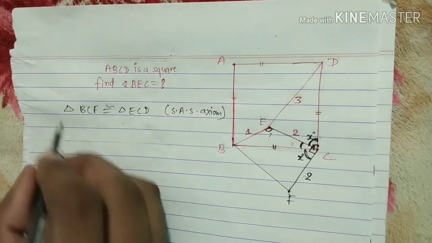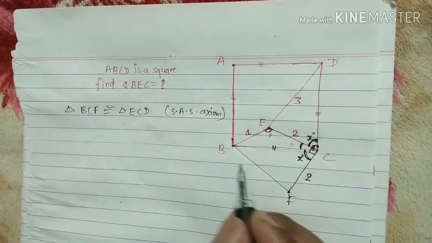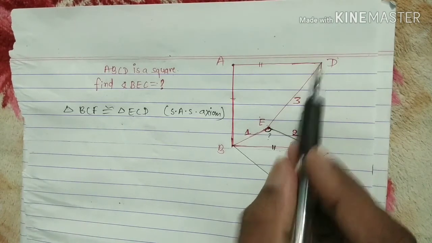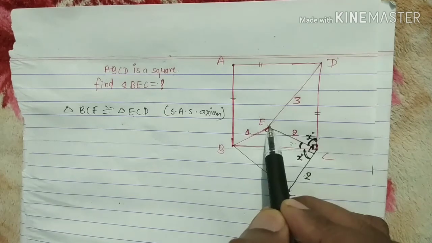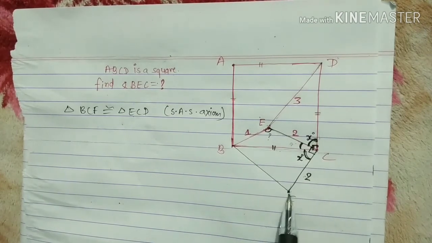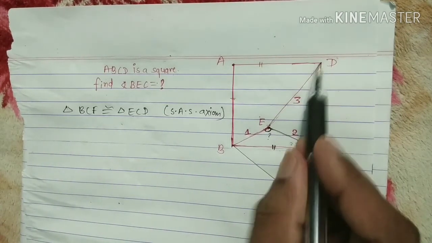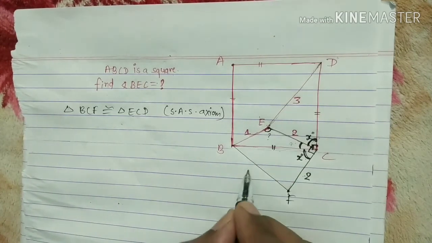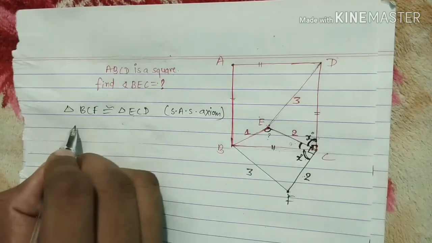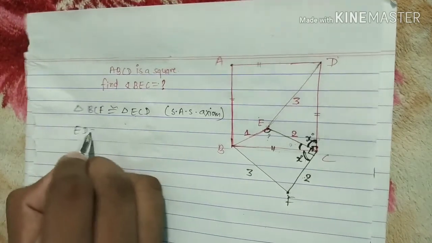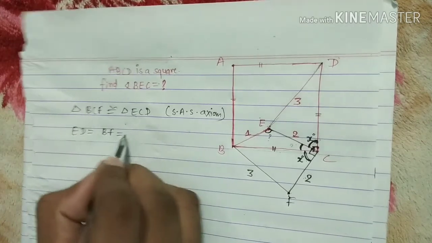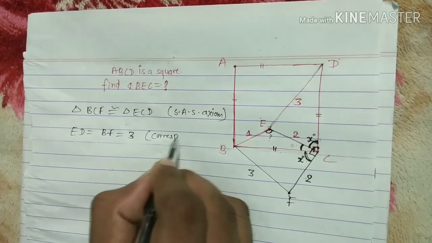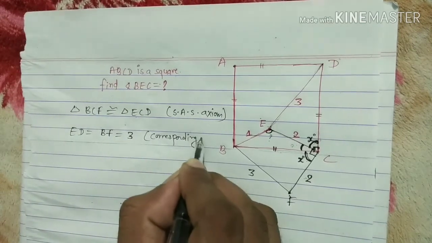Okay, now these two triangles are congruent, so their corresponding sides should be equal here. If we look at the corresponding side of ED, then its corresponding side is BF. As you can see in the figure, ED's corresponding side is BF. So if it is 3, then this also must be 3 here. So you can write here that ED is equal to BF is equal to 3. Both are 3 here, by corresponding sides of congruent triangles.